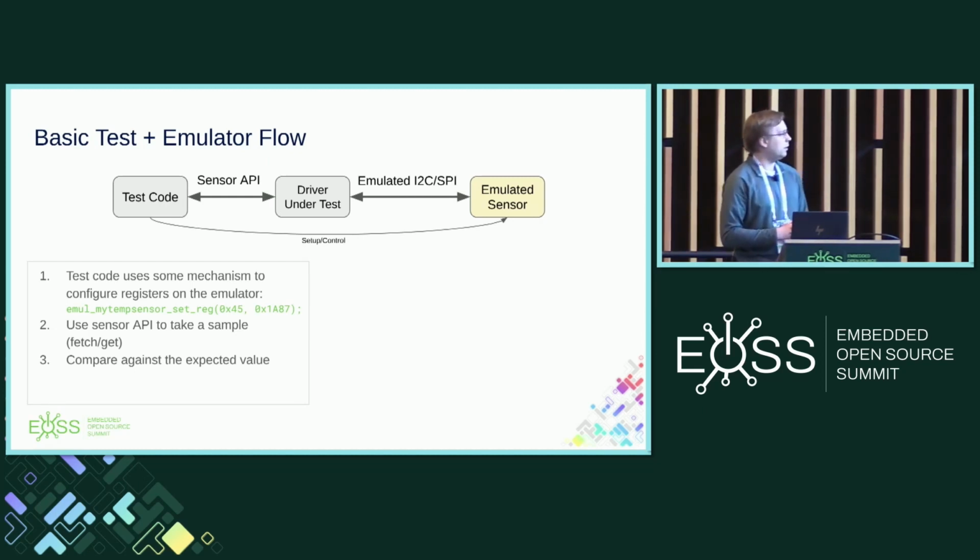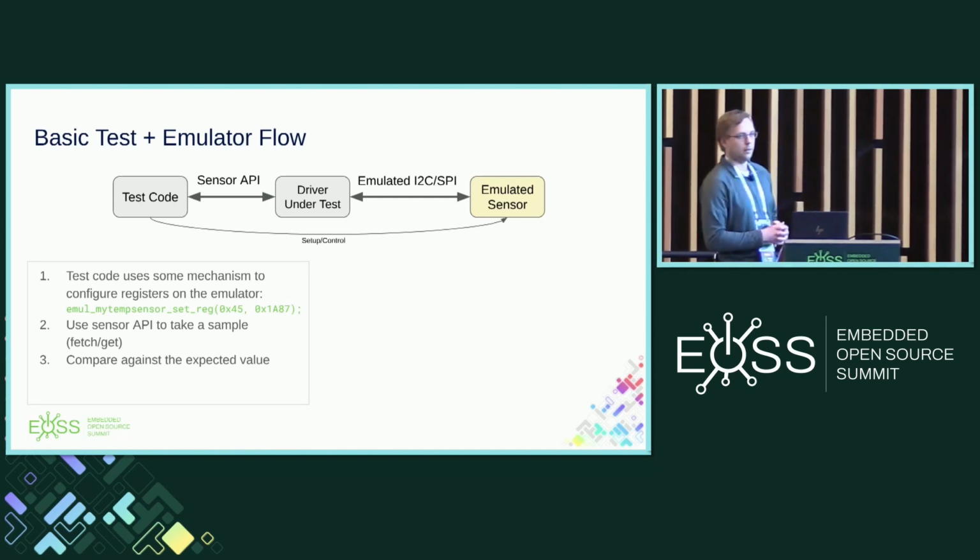So how does that work? Typically, these emulators will expose some kind of custom API to allow you to configure it into a particular state. So you might have a function like this, where we say set register hex 45 to that ugly hexadecimal number. That would, in this case, be encoding some kind of temperature reading in the native register encoding that the driver uses, which is non-standard almost all the time. We then call the API to get a sample using fetch, get, or whatever. And then we just compare that what we got out from the driver is what we programmed into the emulator to begin with.